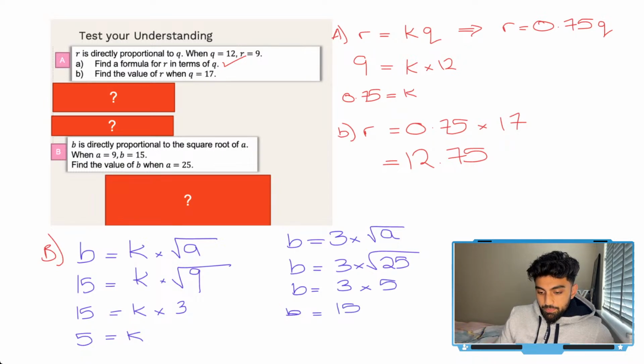Have I done that right? I feel like I've made a mistake, guys. Tell me where I've made a mistake.